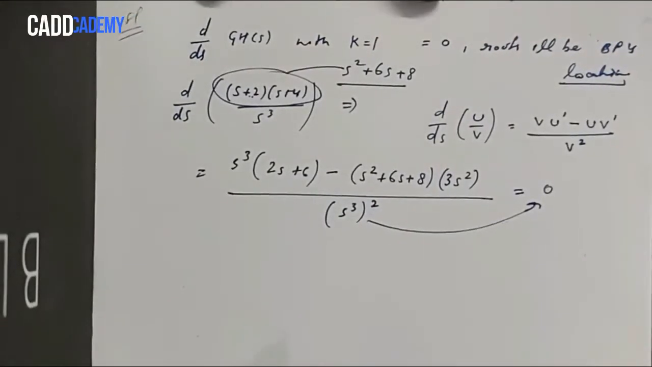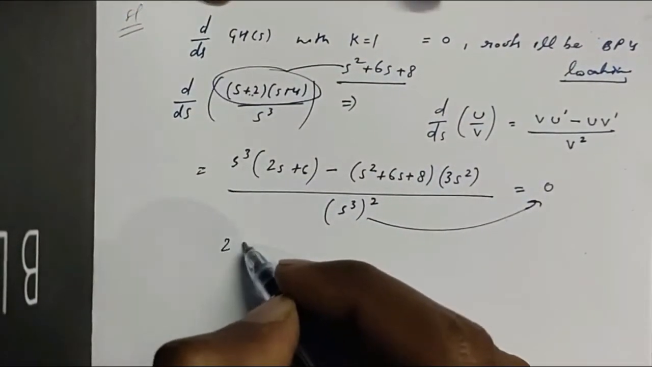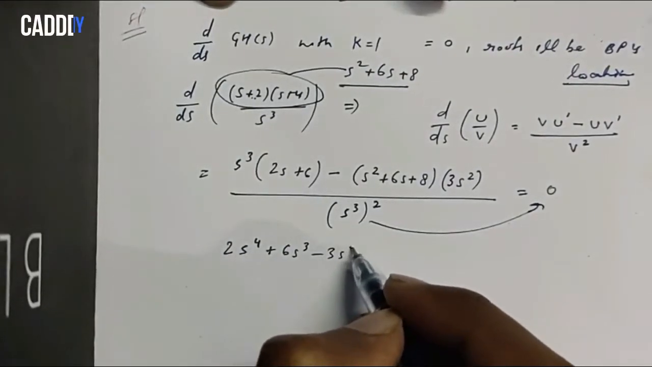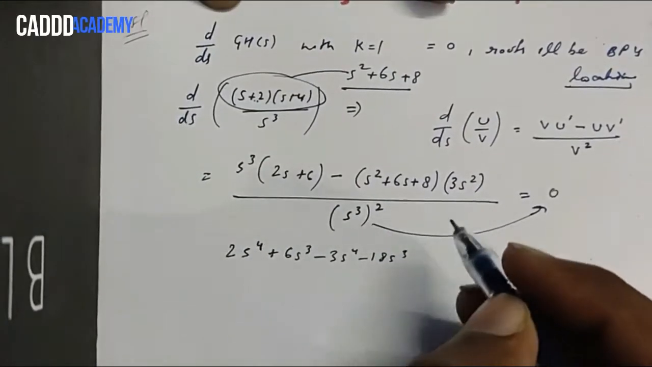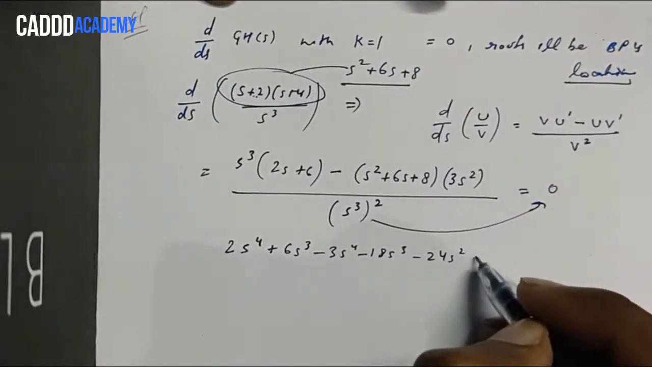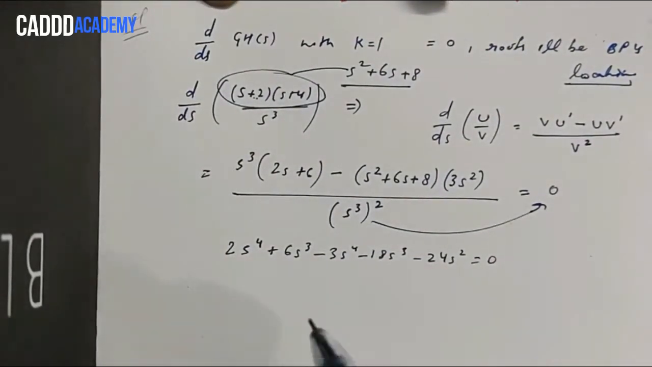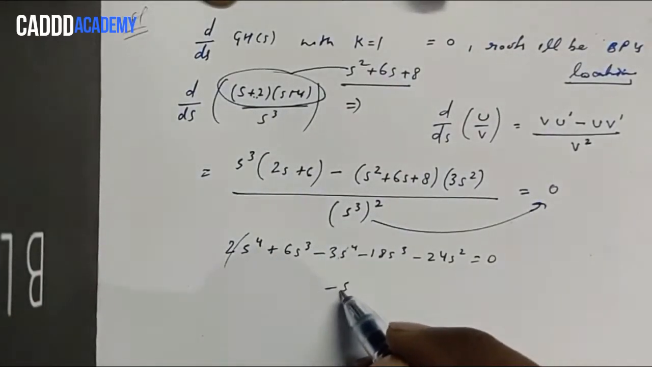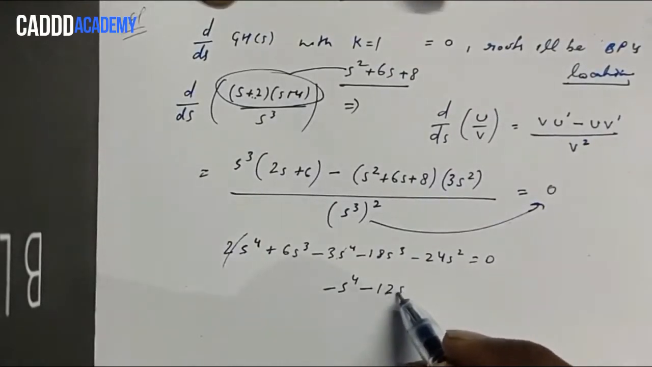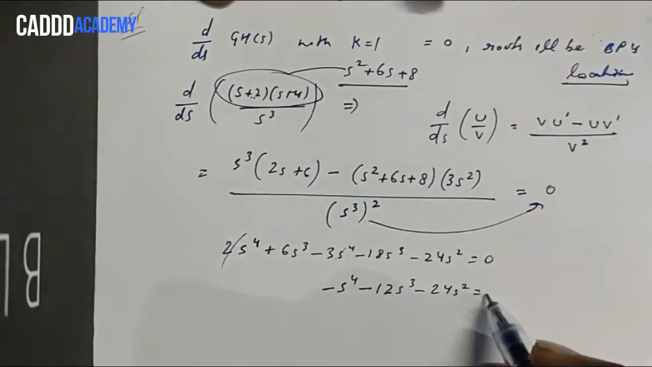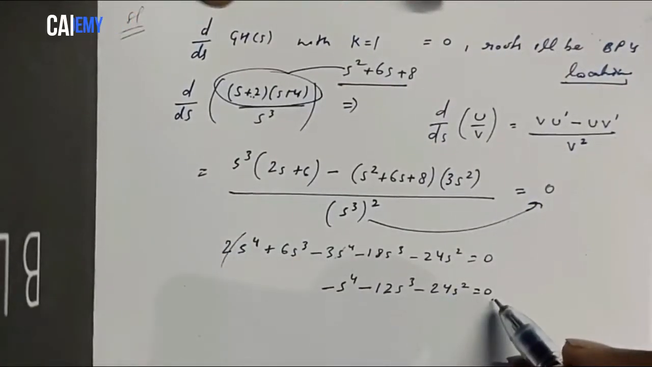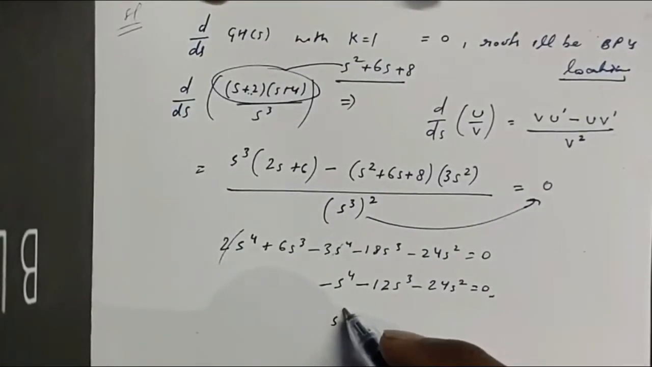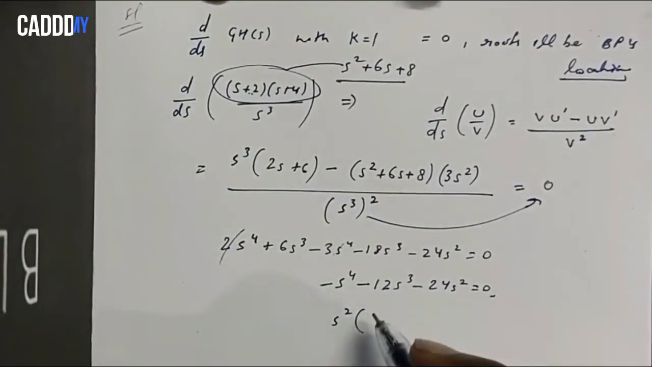So after solving the numerator we will get an equation which will be 2s^4 plus 6s cube minus 3s^4 minus 18s cube minus 24s square is equal to 0. After solving this it will be minus s to the power 4 minus 12s cube minus 24s square is equal to 0. Taking this minus sign to the other side, this whole equation will be positive, and at the same time we are taking s square common from all the terms.